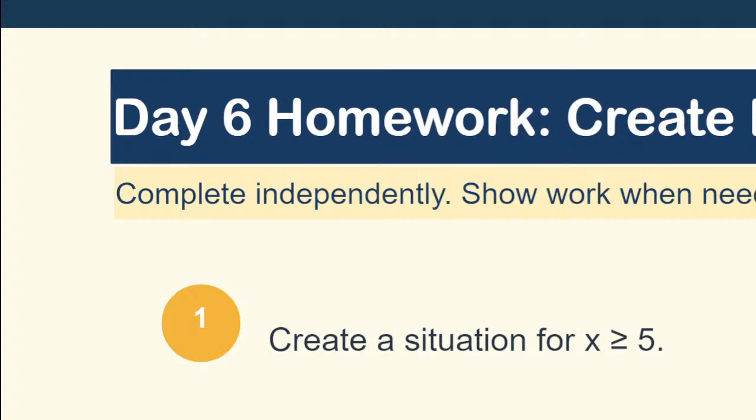Day 6 homework, create a real-life situation graphs. This one you have to complete independently. All the homework you have to complete independently, by the way. Show work when needed. Number 1, create a situation for x is greater than or equal to 5. Number 2, create a situation for t is less than 30. Number 3, describe the graph for t is greater than 9. Number 4, describe the graph for w is less than or equal to 18. Number 5, create a situation for t is less than or equal to 20. Number 6, create a situation for a is greater than 20.